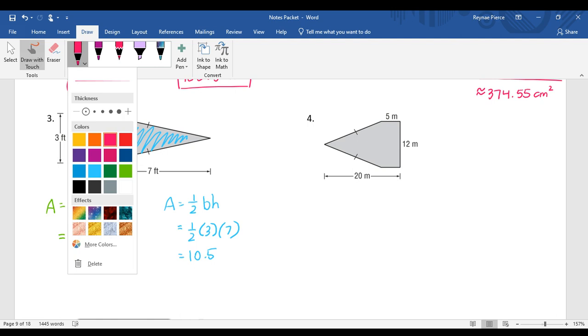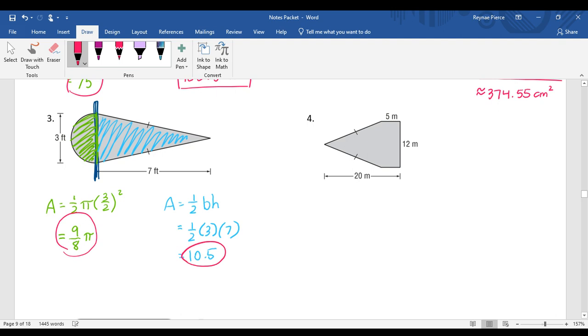To find the total area, we're going to add these two together. Okay, and again, if you want the exact answer, since 10.5 does not have a pi with it, we would leave it like this. Okay, but we can also turn that to an approximate answer, which would be about 14.03 square feet.